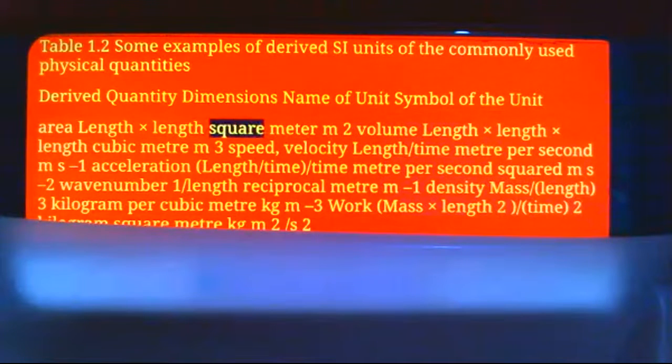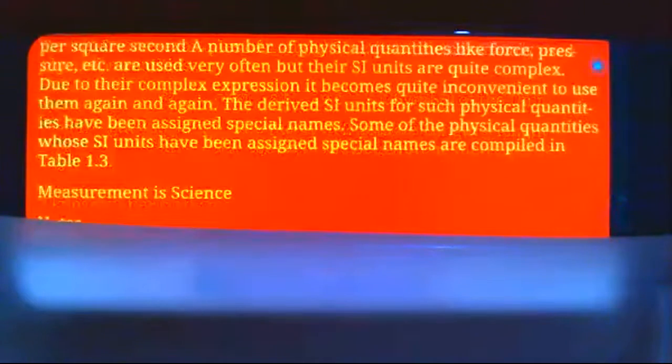Area: length times length, square meter, m². Volume: length times length times length, cubic meter, m³. Speed or velocity: length per time, meter per second, m s⁻¹. Acceleration: length per time squared, meter per second squared, m s⁻². Wave number: reciprocal of length, m⁻¹. Density: mass per length cubed, kilogram per cubic meter, kg m⁻³. Work: mass times length squared per time squared, kilogram square meter per second squared, kg m² s⁻².